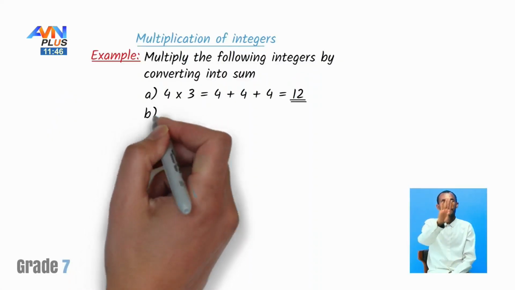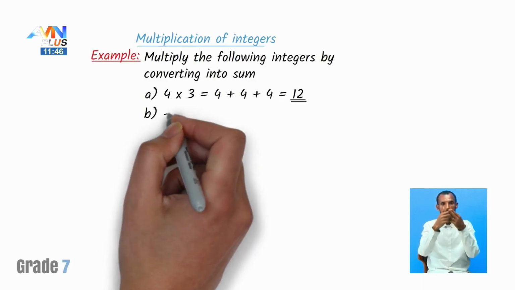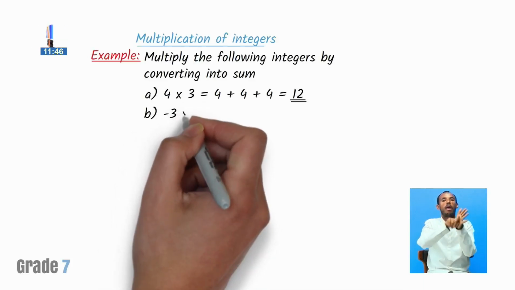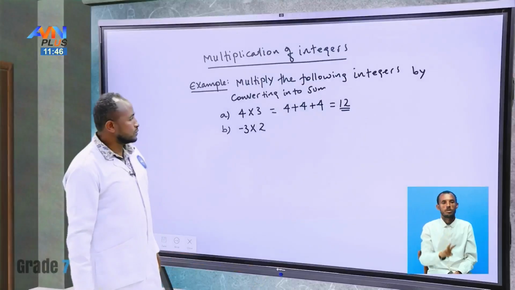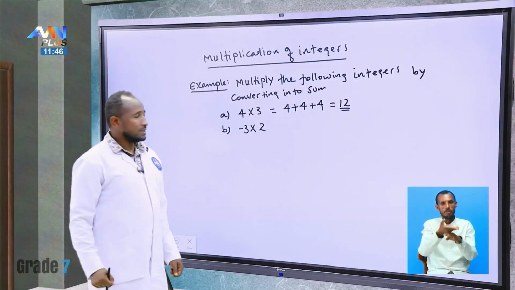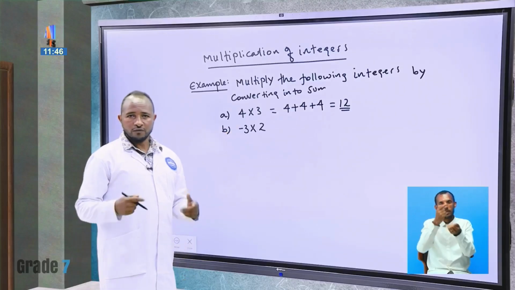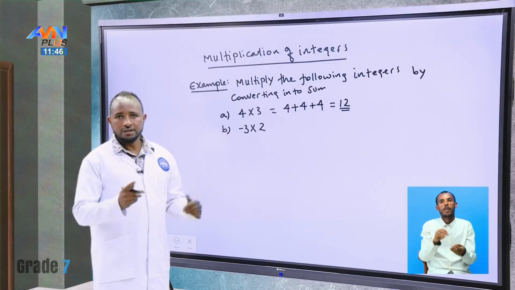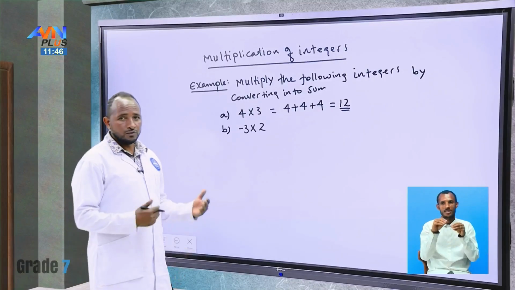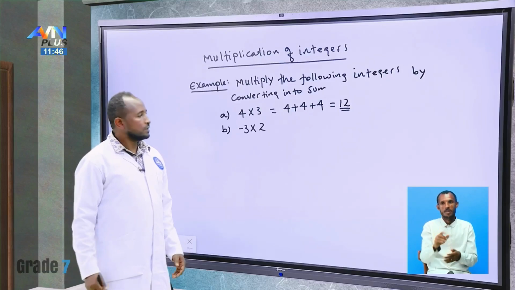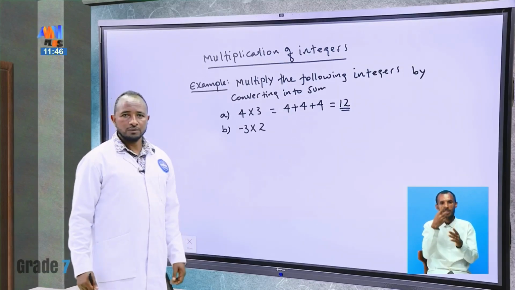B. Let's try to multiply this one. Negative 3 times 2. Please, students, try to convert this product in the form of sum. I'll give you 10 seconds for this question. Students, have you tried the question? Good. Now, let's see the answer together.